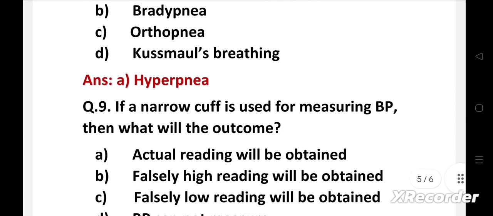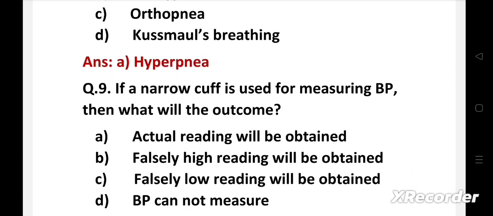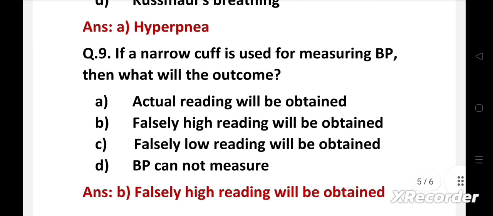Next question. If a narrow cuff is used for measuring BP, then what will be the outcome? Option A, actual reading will be obtained; B, falsely high reading will be obtained; C, falsely low reading will be obtained; D, BP cannot be measured. Right answer is option B, falsely high reading will be obtained.